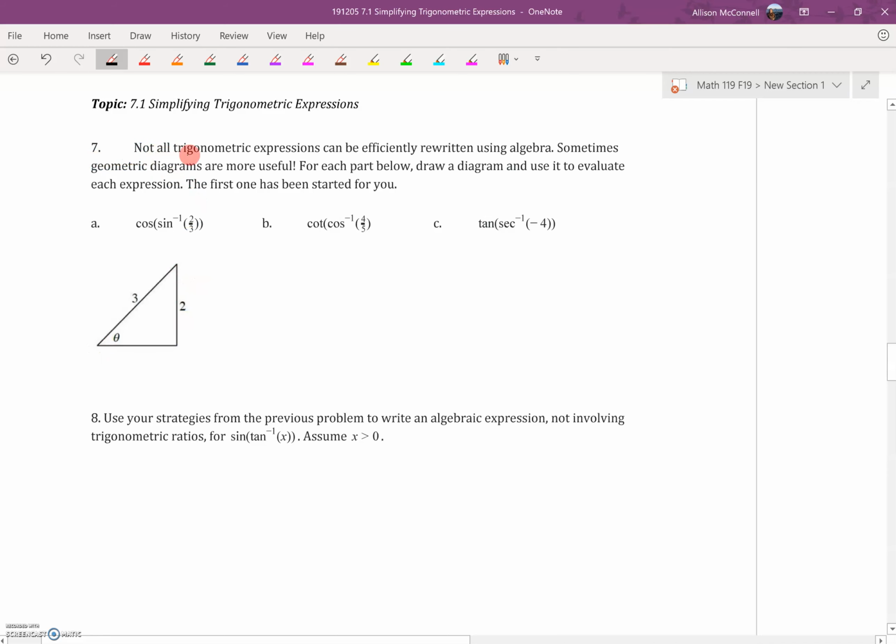So the prompt reads, not all trigonometric expressions can be efficiently rewritten using algebra. Sometimes geometric diagrams are more useful. This gets at, by the way, we've been talking about having some fluidity between the unit circle and an in-unit circle, and the graphs that you see of trigonometric ratios or the inverse trigonometric ratios representing angles. And this is one of those times.